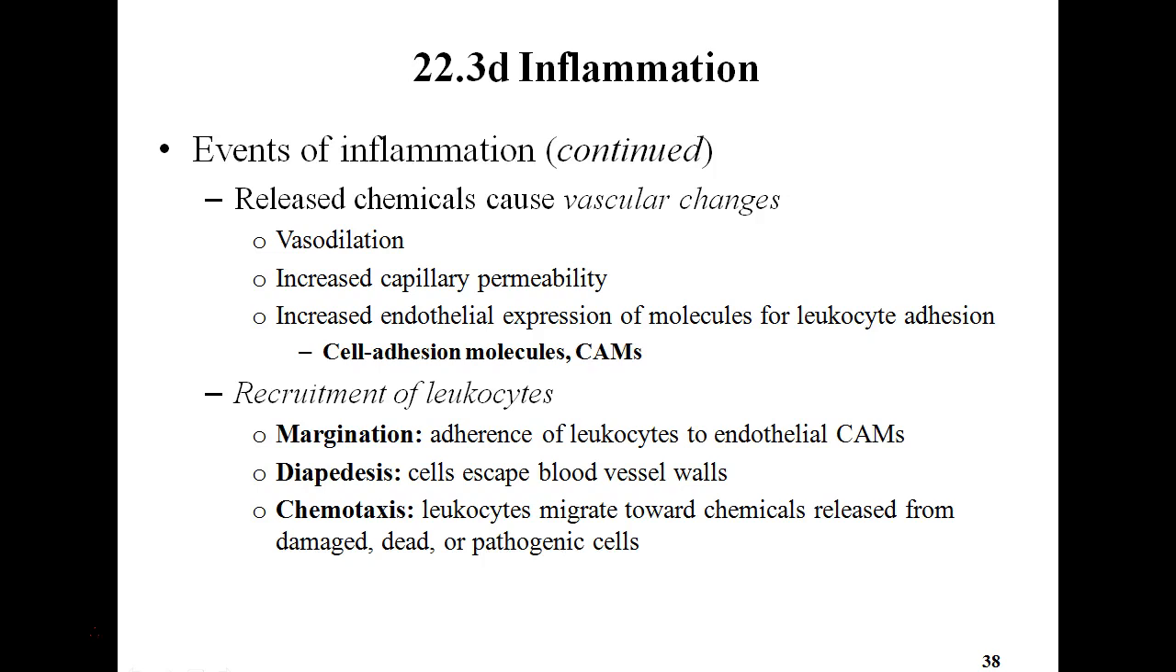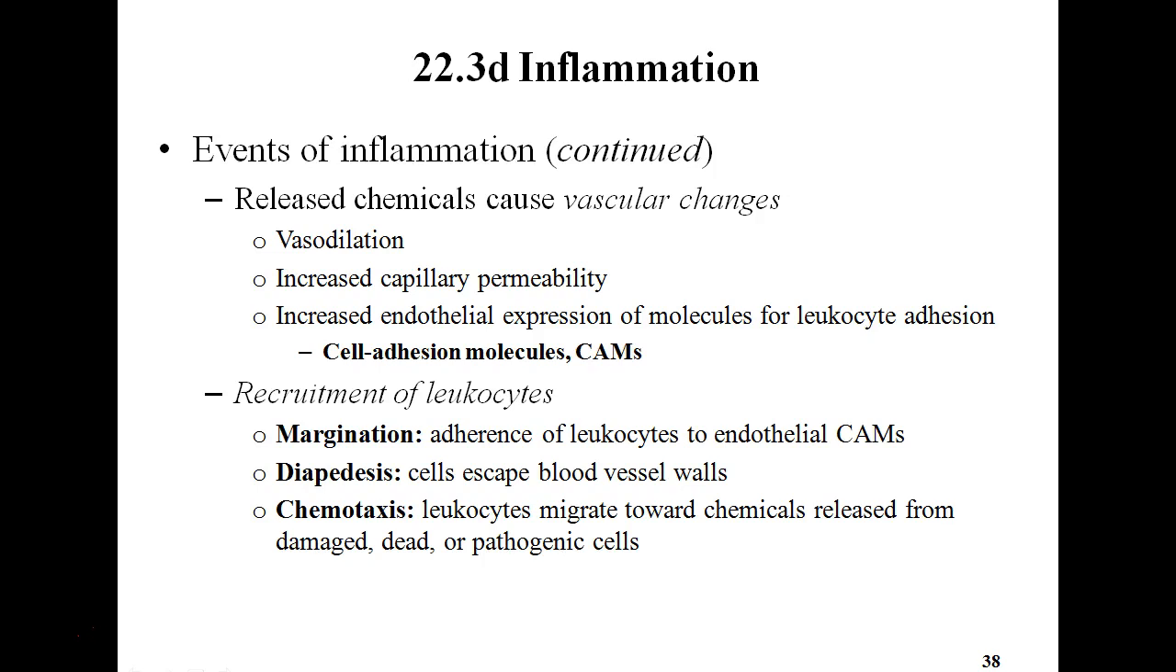Another step then is the recruitment of leukocytes. We get a process called margination. Margination is a process by which these CAMs on the leukocytes adhere to CAMs on the endothelial cells of the capillaries. And then in this process of inflammation, we get diapedesis. That's the process by which the cells exit the blood through the vessel cell walls and migrate to the site of the infection. And we're going to see a diagram in a short while showing that activity.